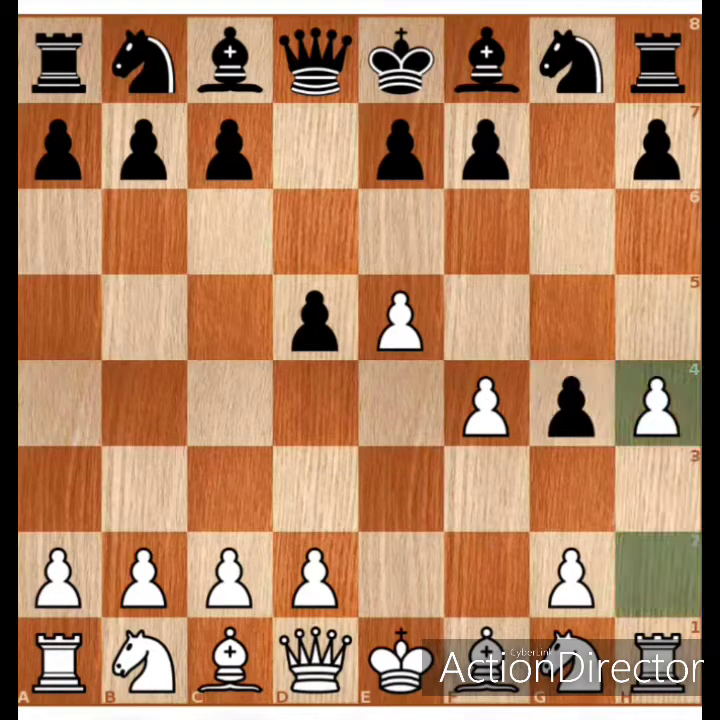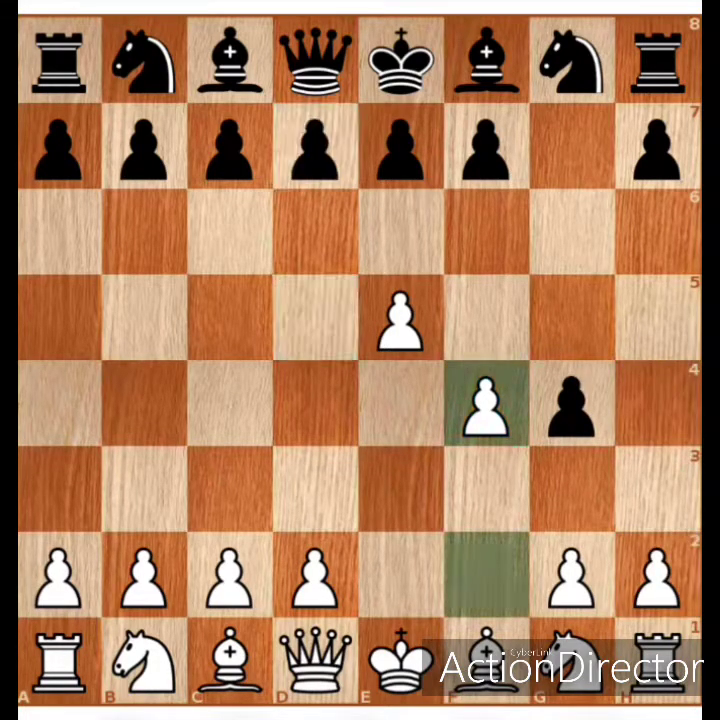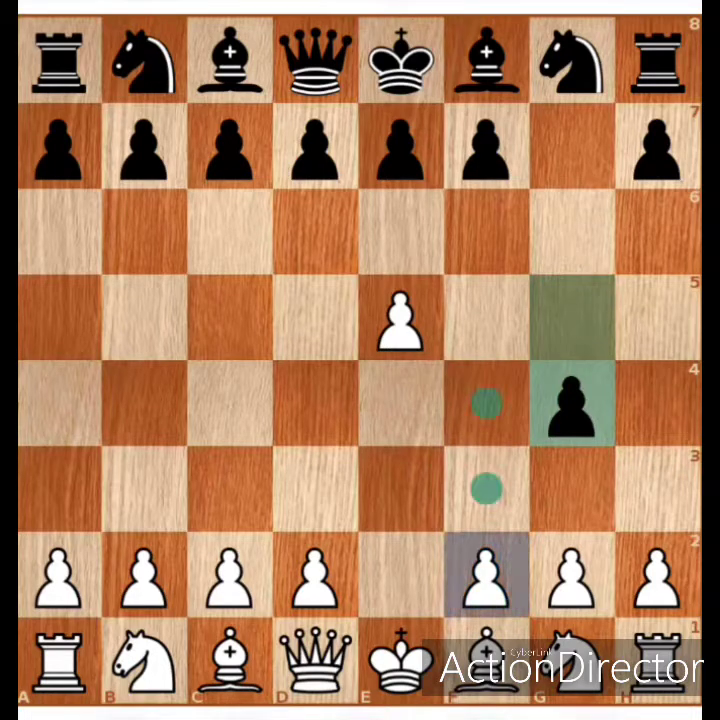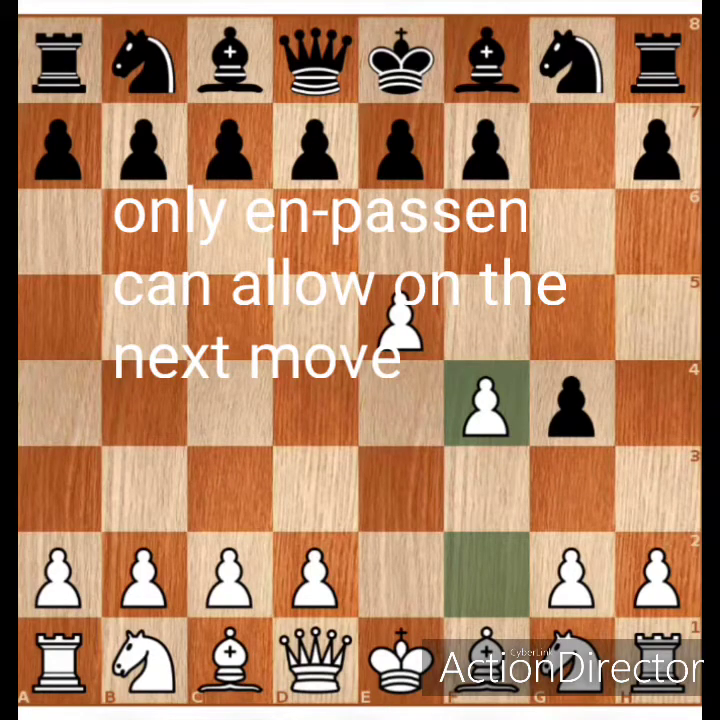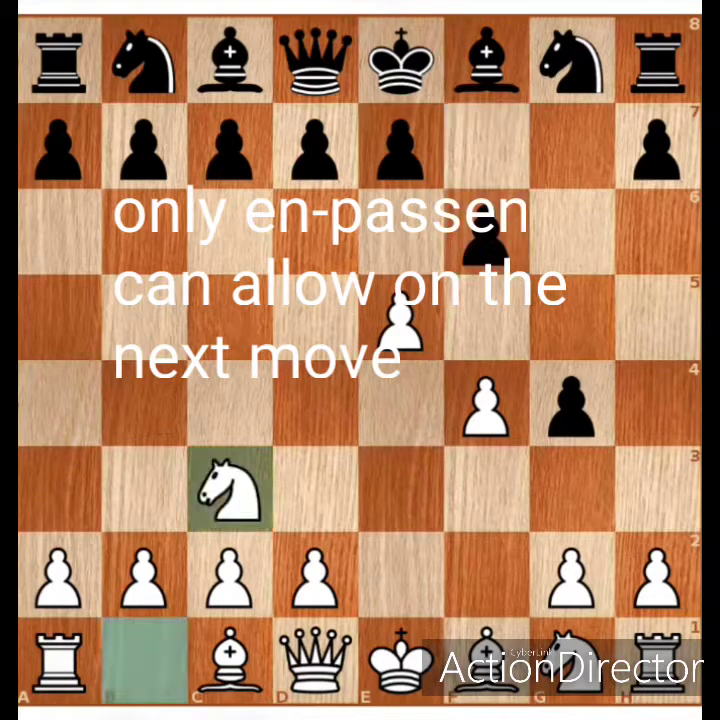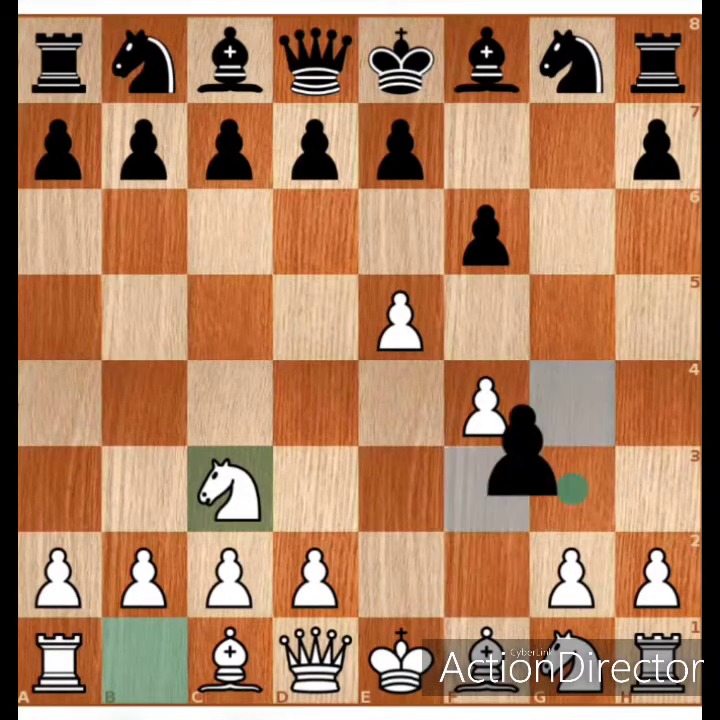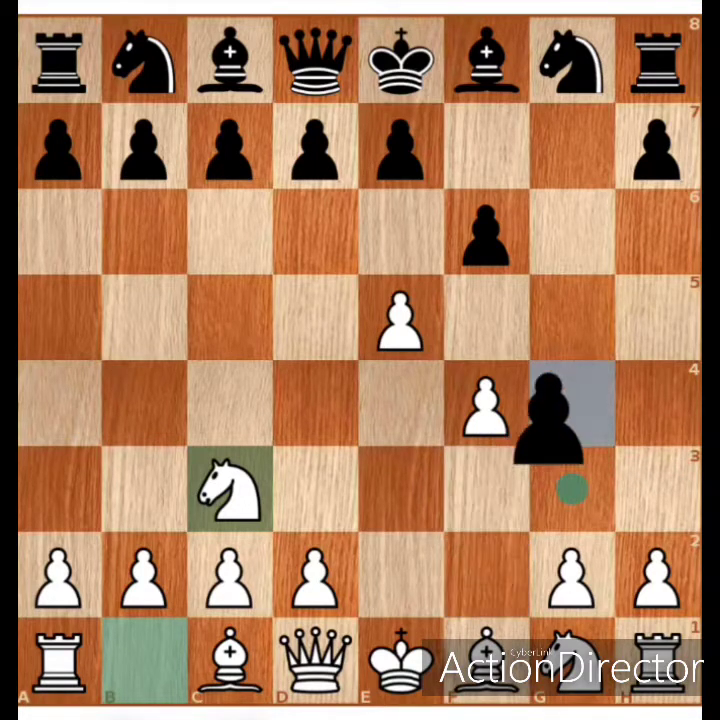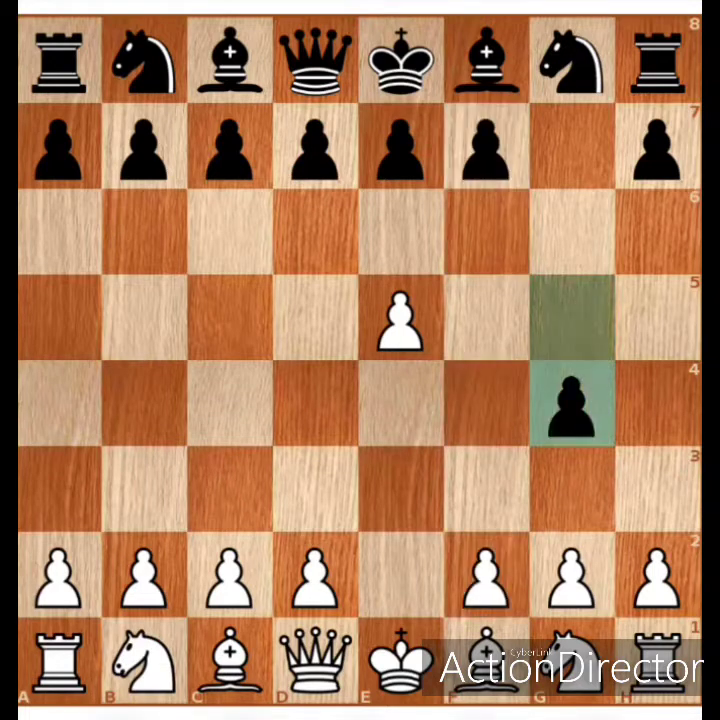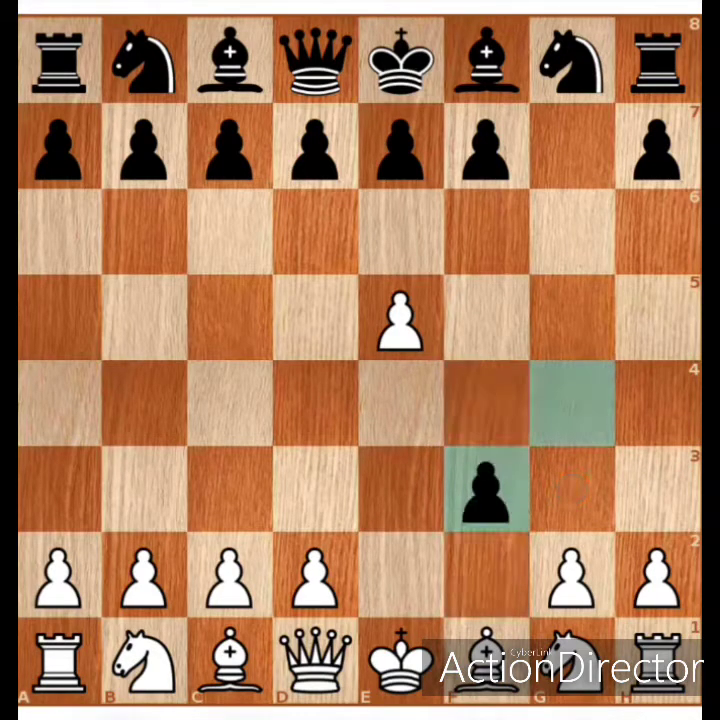Now one thing you need to remember: whenever white pushes this pawn on the first move, you need to play en passant right then. If you think, no, I'm not going to play en passant at this moment, I need to play another move, then after white's next move you cannot do en passant. No, you cannot do that. Only on the first move are you permitted to capture the pawn, and that is called en passant.